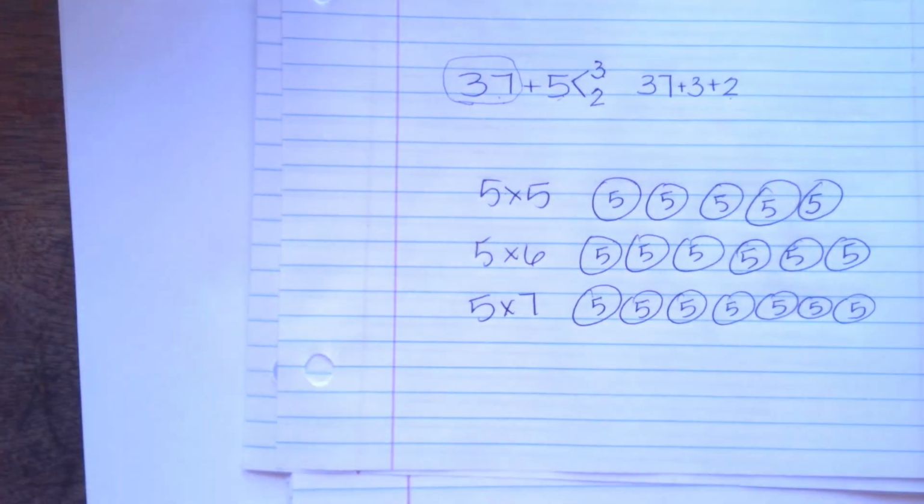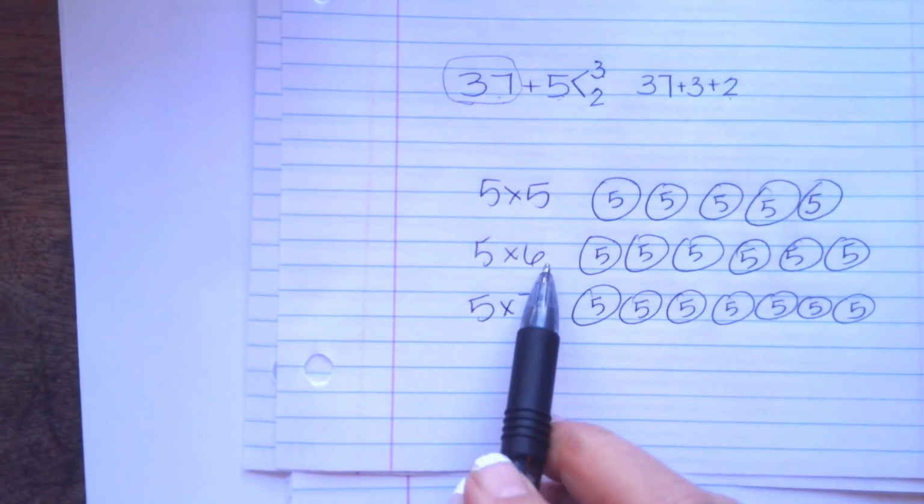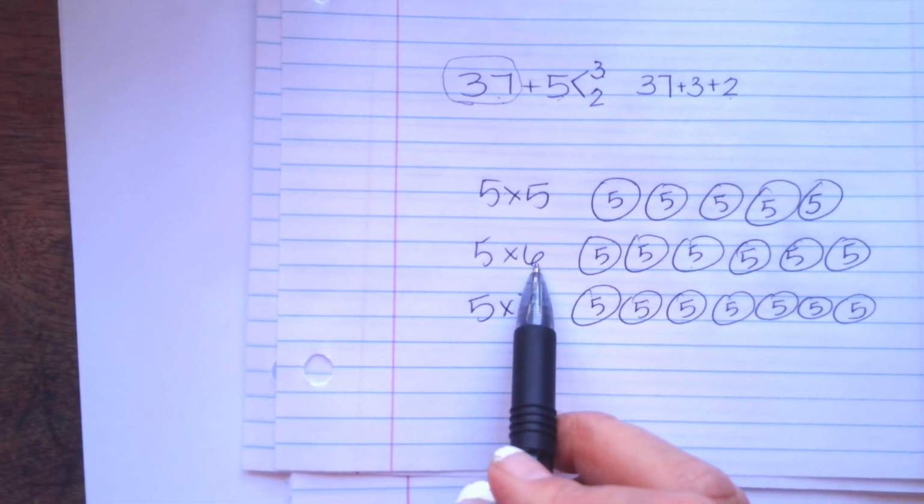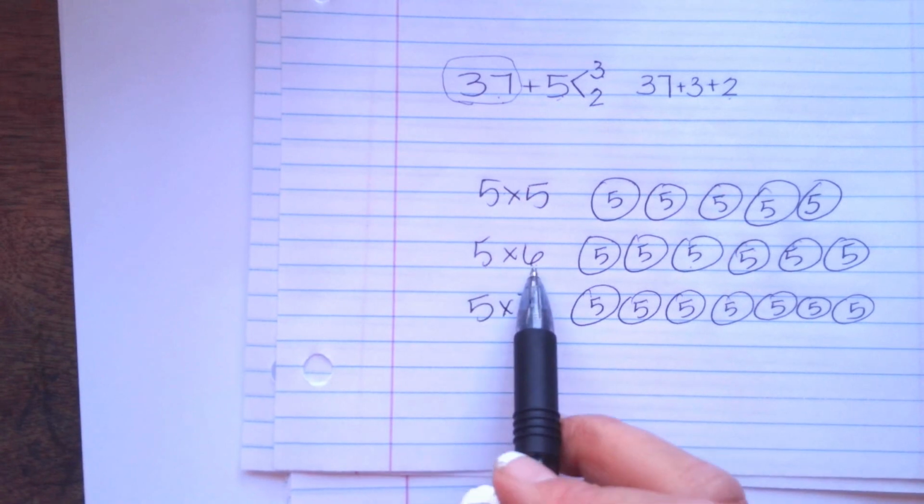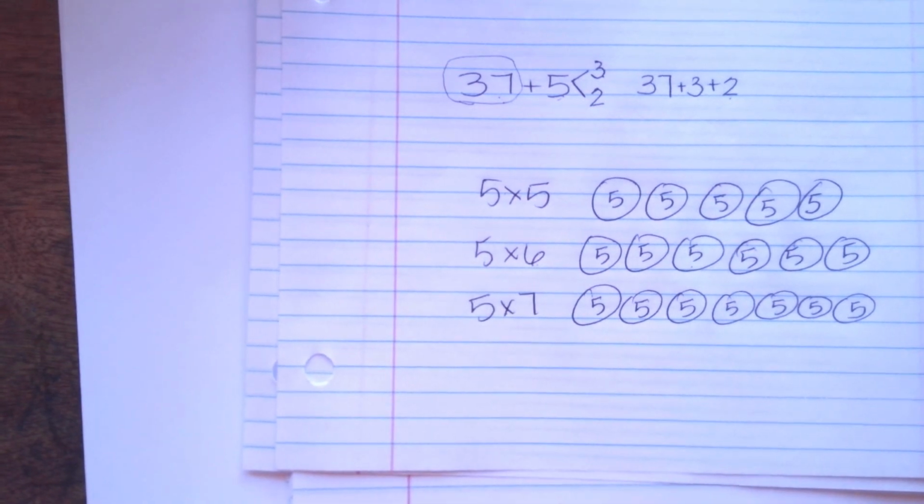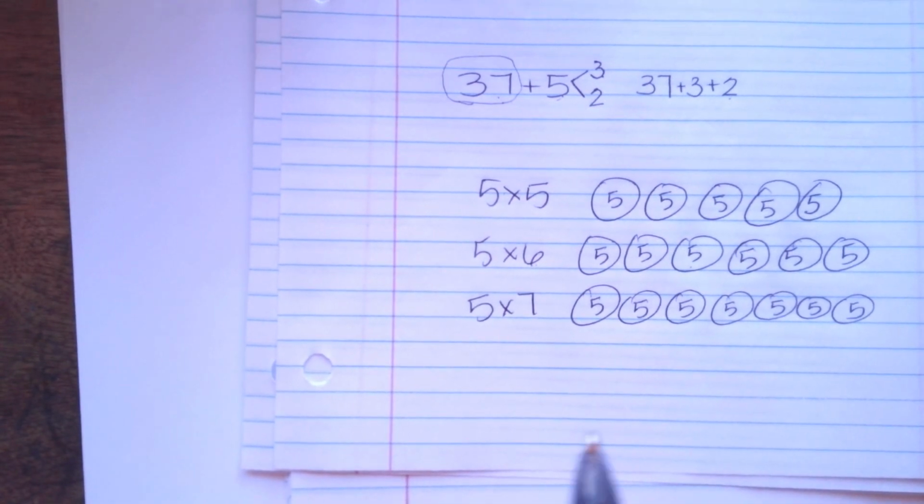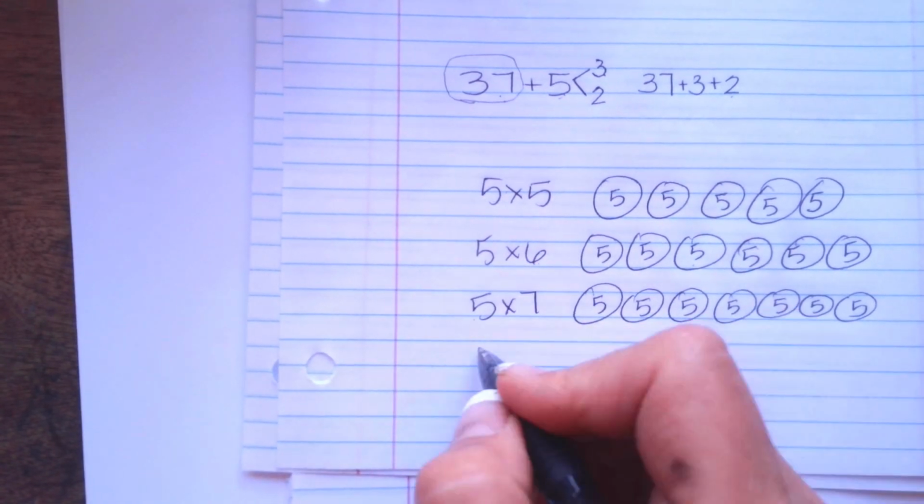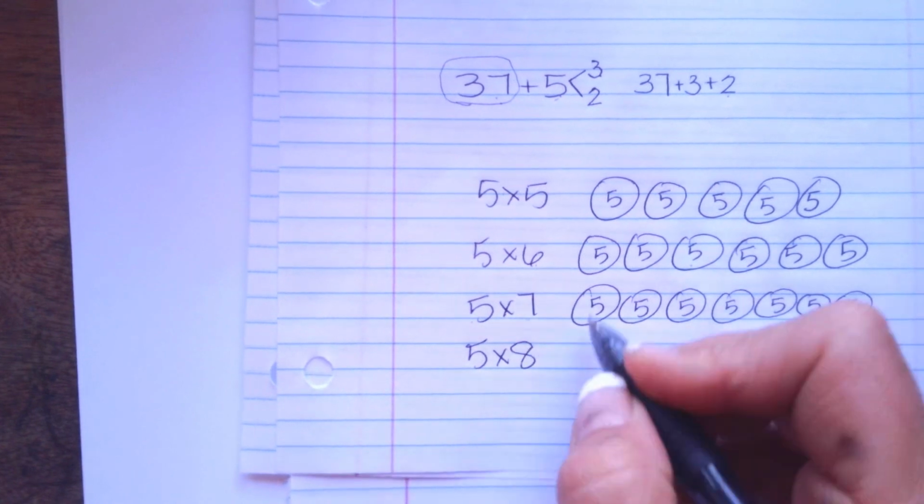And we talked about this. We can either say that it's 6 groups of 5 or 5 groups of 6. We now know that it's easier to count by 5s, right? Would you rather count by 5s or 6s? 5. And would you rather count by 5s or 7s? 5. Yeah.